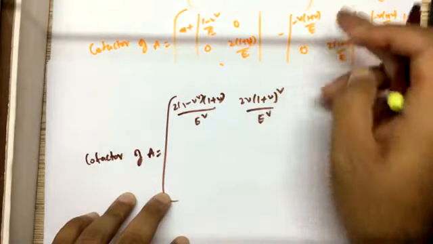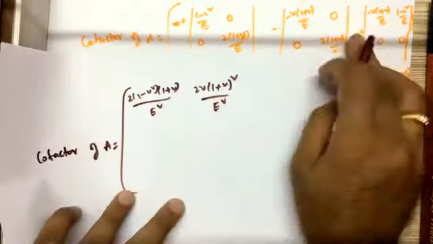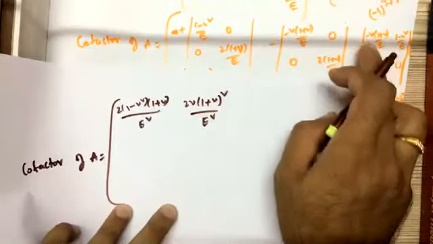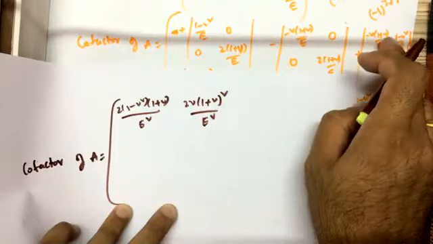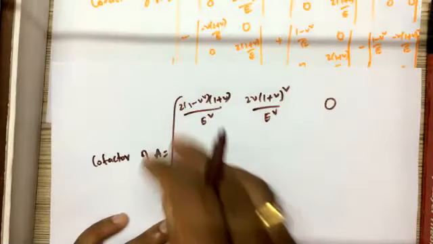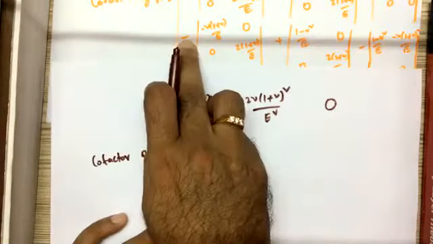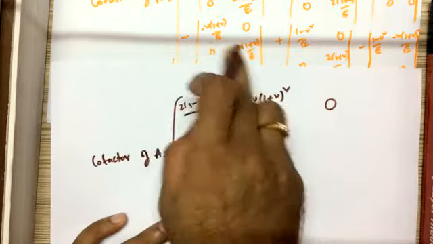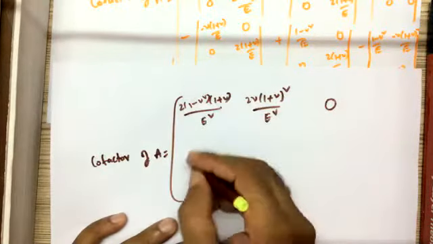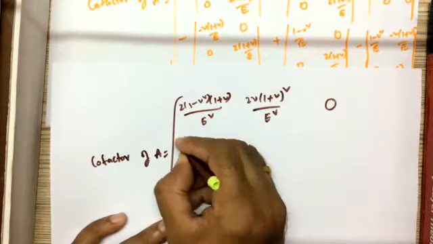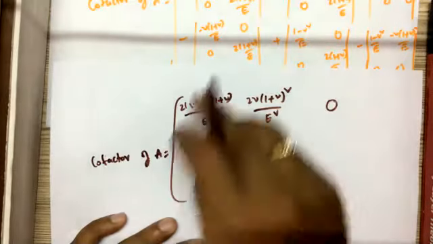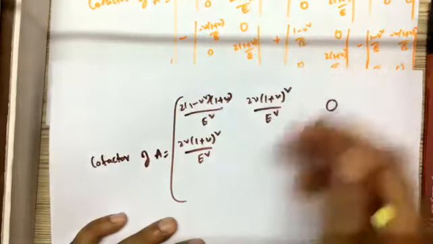0 into 0 is 0. You have plus here. What is the det? AD minus BC. Something into 0 is 0. So 0. Next, you have minus here. What is this det? AD minus BC. AD is 2 nu minus 2 nu into 1 plus nu whole square by E square. Minus into minus becomes plus. So 2 nu into 1 plus nu whole square by E square minus BC. BC, 0 into 0 is 0.